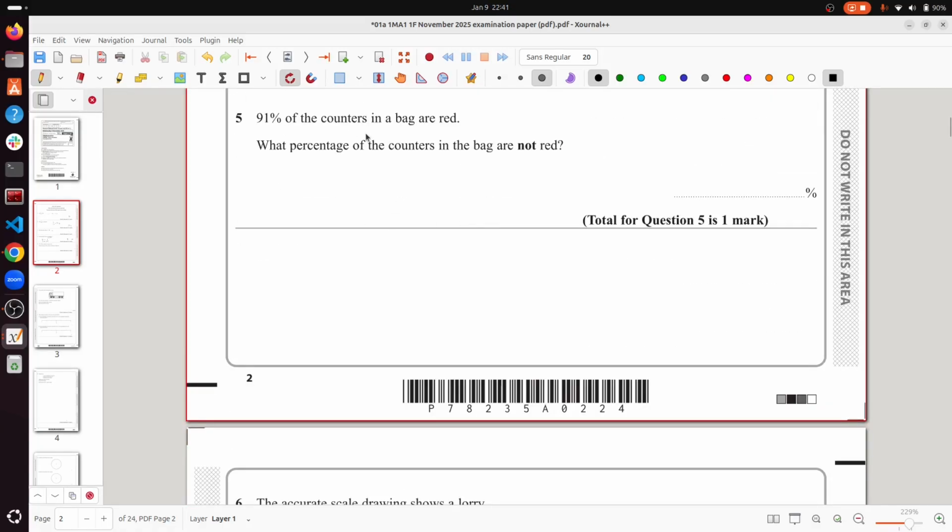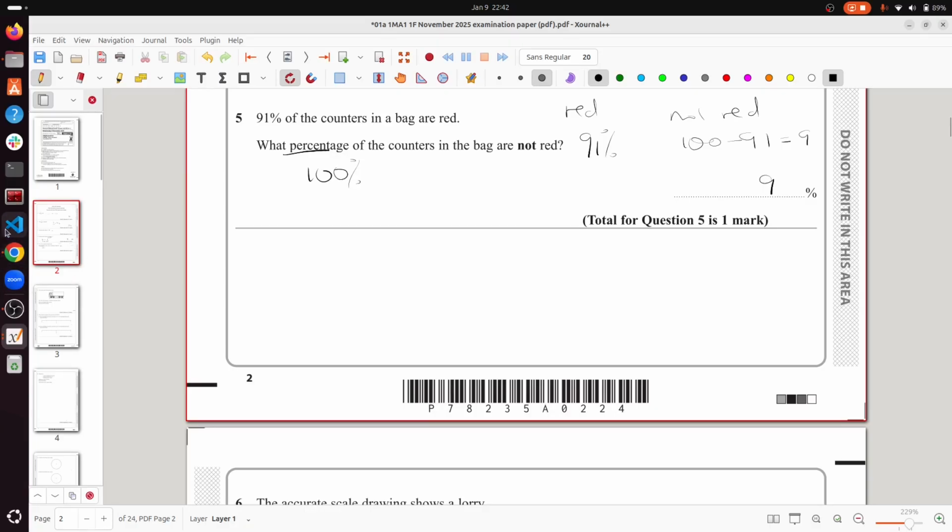Number 5, 91% of the counters in the bag are red. What percentage of the counters in the bag are not red? So we are now in the world of probability, thinking about percentages. Once you see the word percentage, that means it's out of 100. The total should be 100. So to make up 100, we have to do 100 take away 91, and that is 9. So 9% should be correct.